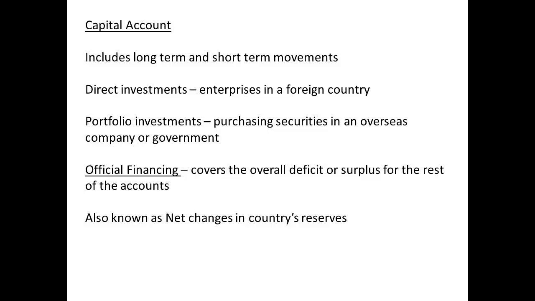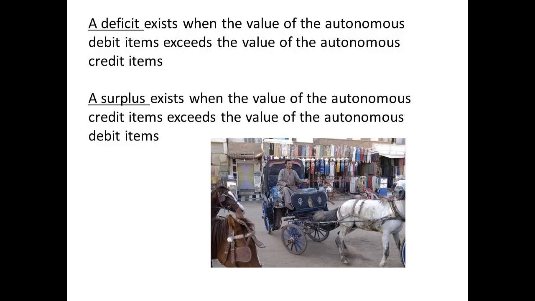If there is a deficit, then the net change is a depletion in the reserves. A surplus gives a build-up of reserves. When debits exceed credits, there is a deficit, and when credits exceed debits, there is a surplus. Let us have a look then at some recent performance.